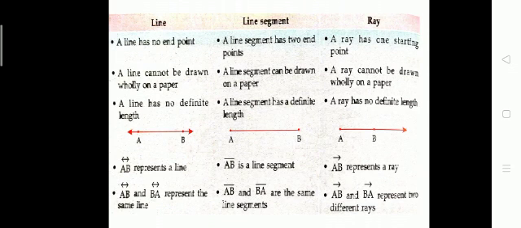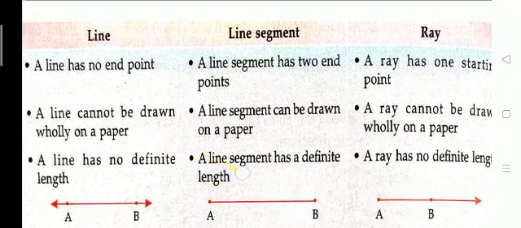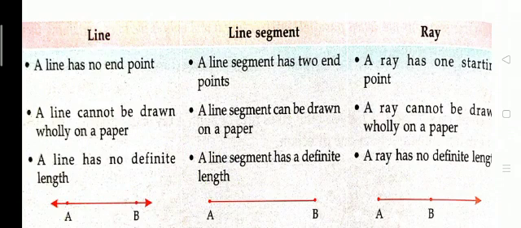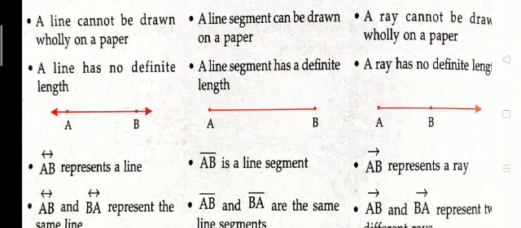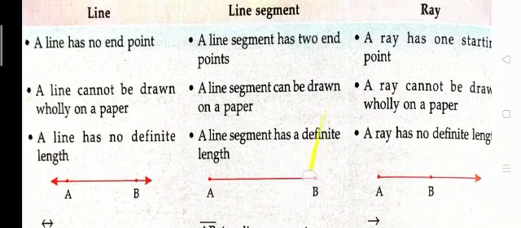Next one is a line, line segment and a ray. A line has no endpoint. A line cannot be drawn wholly on a paper. It has no definite length and it is represented with two arrows, which show that it can be extended both ways. The representation is AB, with a double-sided arrow above the head.